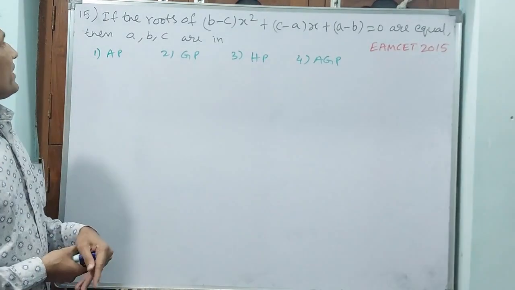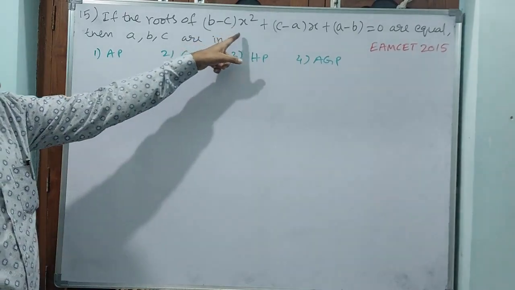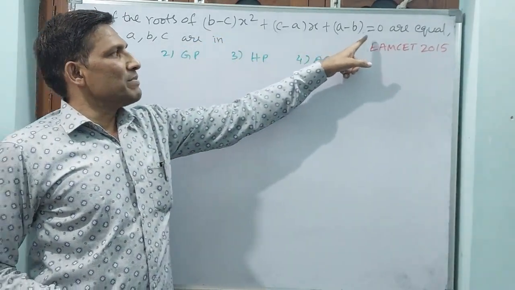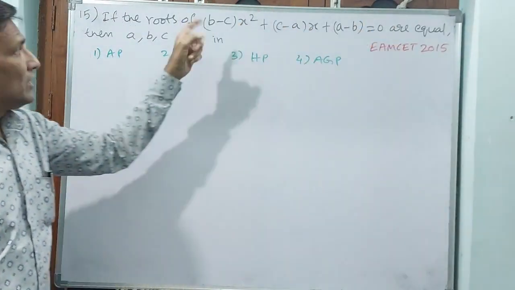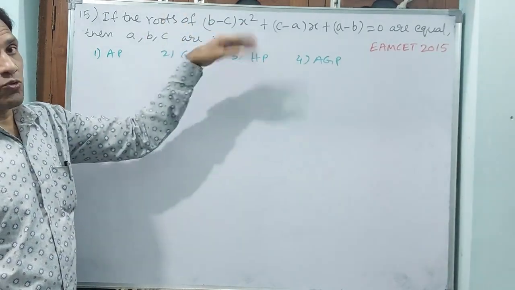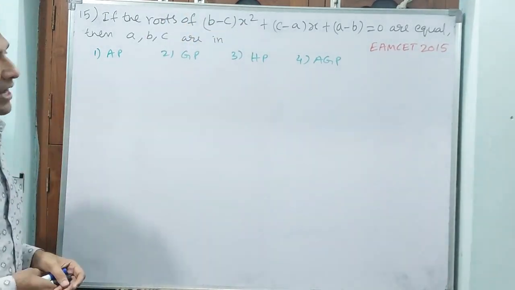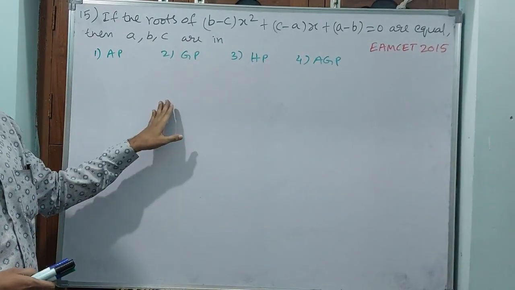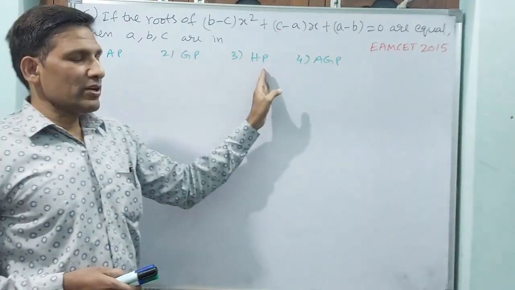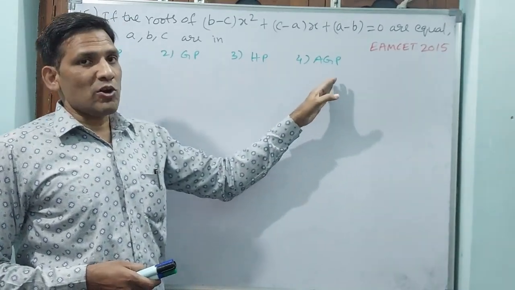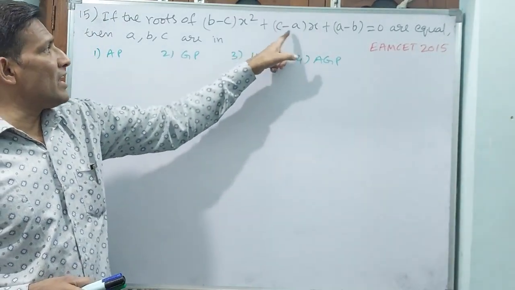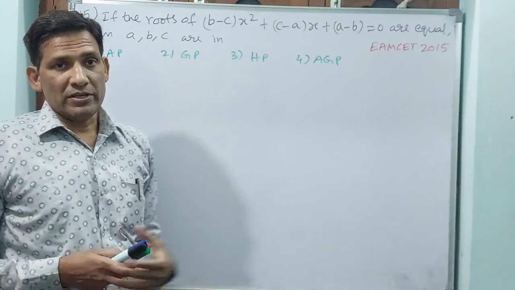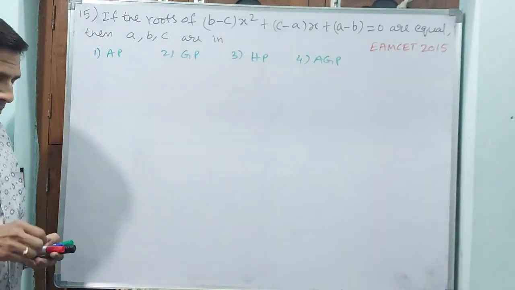Okay, let us go for the 15th question. See question number 15. The roots of (b minus c)x square plus (c minus a)x plus (a minus b) equal to 0 are equal. See, this is a quadratic equation. The roots are equal, like this it is telling: alpha equal to beta. Then a, b, c are in arithmetic progression, geometric progression, harmonic progression, or arithmetico-geometric progression, it is asking. You see, the a, b, c values are here only. See, I want to write something.